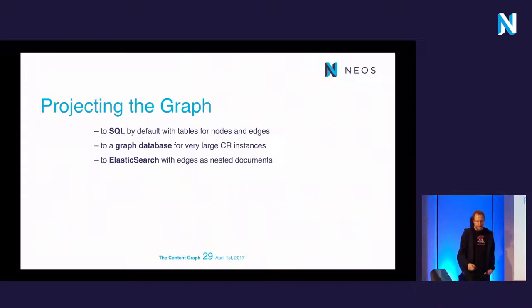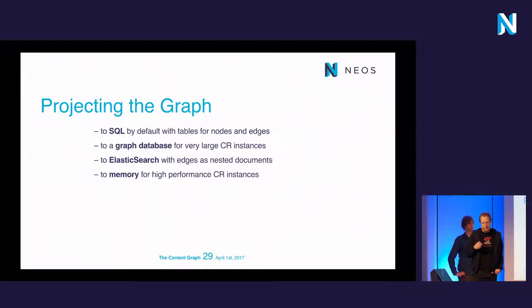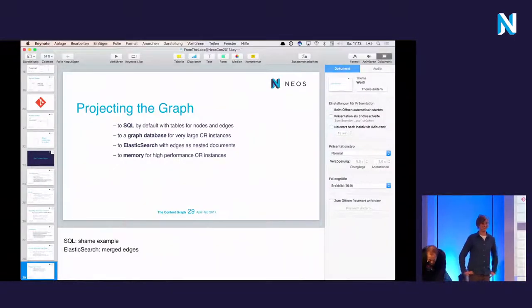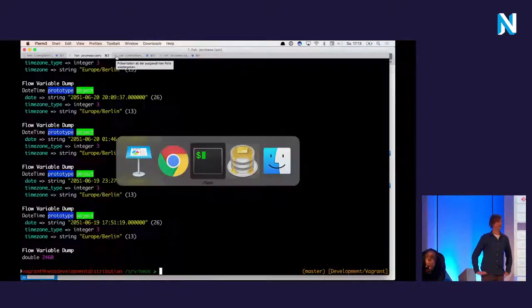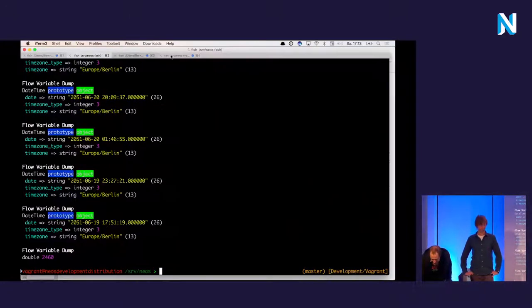We can do this Elasticsearch thingy. Oh, we could have a look at how far this has gotten. With all the edges and nested documents, we have a look at that index. And maybe even move to memory for high-performance content repository instances, like SAP does. Then it's Neos Enterprise Edition with in-memory content repositories.